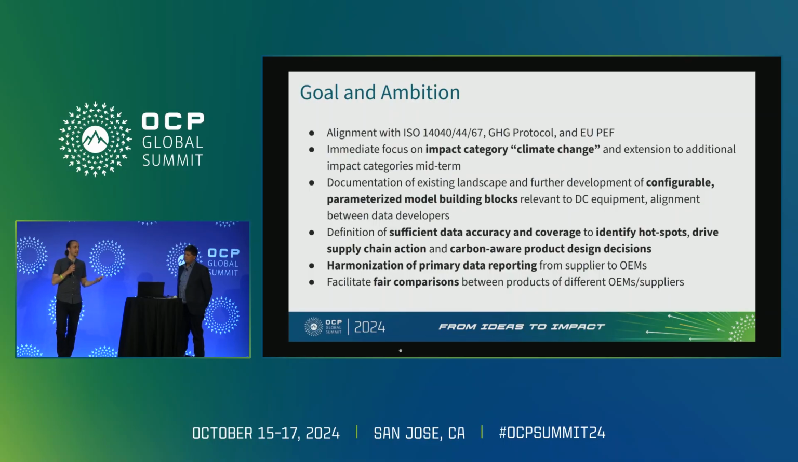We need to define data accuracy and coverage to more precisely define our emission hotspots and to drive supply chain actions. As I said earlier, communication along the supply chain requires harmonization of data reporting. This will be a focus. And in the end, as you might have already figured out, the overarching theme is comparability. We need fair results that we can compare with each other.